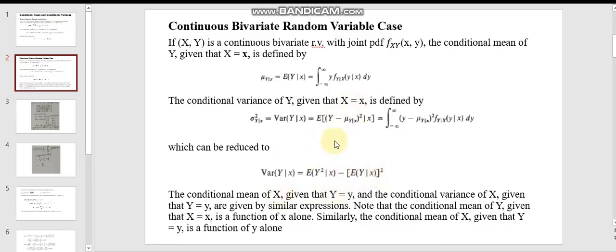Further, you should keep in mind that conditional mean of Y given X is a function of random variable X. In similar fashion, if you have the conditional mean of random variable X given Y, then it would be a function of Y.